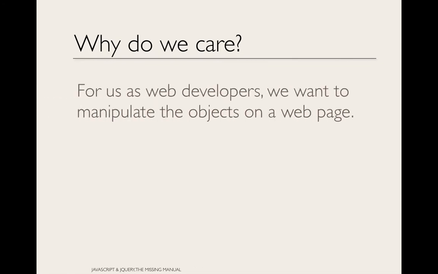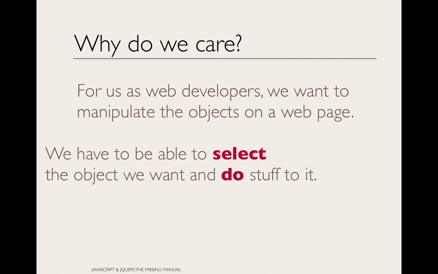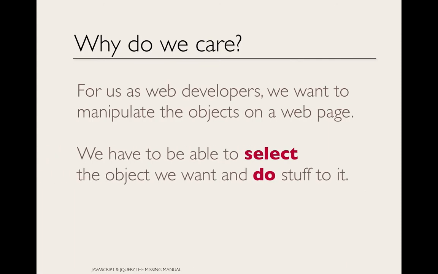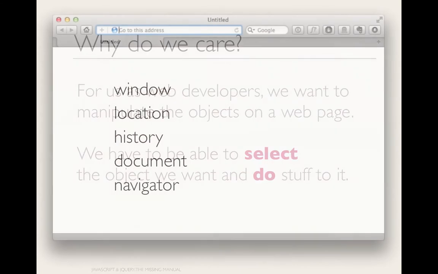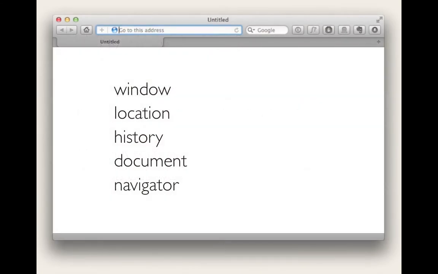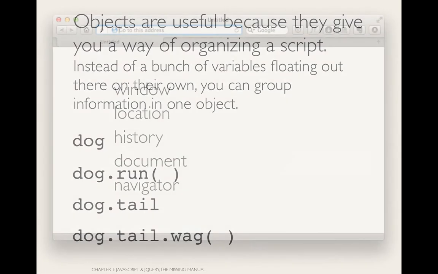So why do we really care about this? Well, for us as web developers, we want to manipulate the objects on a web page. After all, that's what JavaScript was invented to do. You have to be able to select an object and then do stuff to it. Whether it's a window or a location or a history or a document or a navigator, all of these things are objects that we might want to manipulate.